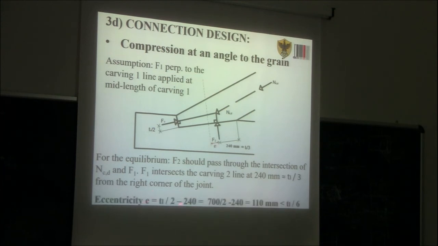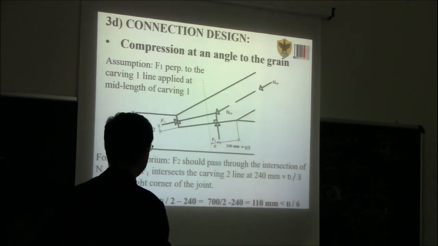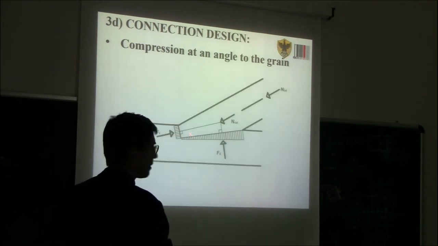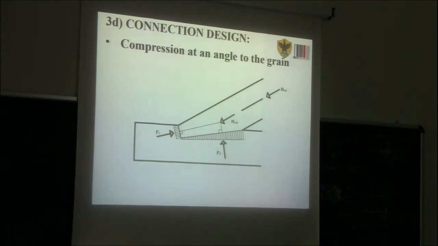So the eccentricity, you see, is 110, so the total length here is 700 millimeter, divided by 2, 350, so basically 110, which is less than TL divided by 6. So it's a little bit inside the third of the length. So eccentricity 110 millimeters. So this is the distribution of stresses at the two curved surfaces.